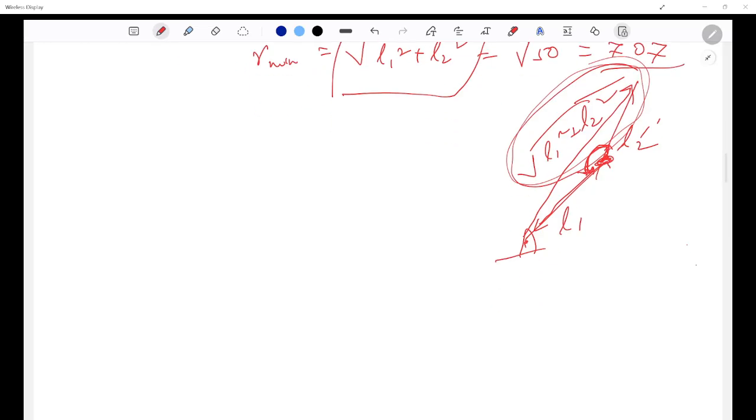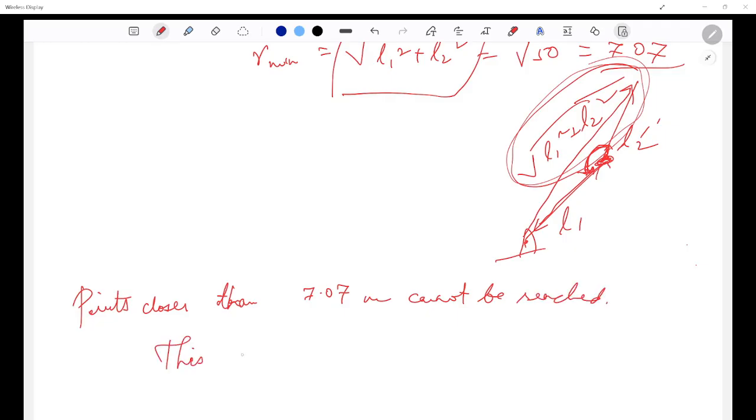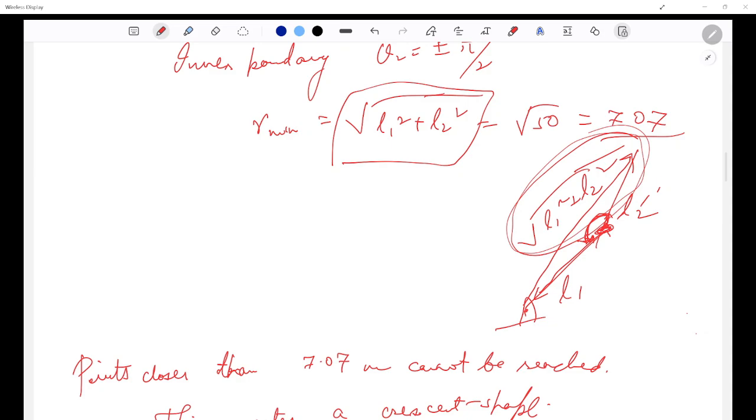That means points closer than 7.07 meter cannot be reached. Okay. So this creates a crescent shape.